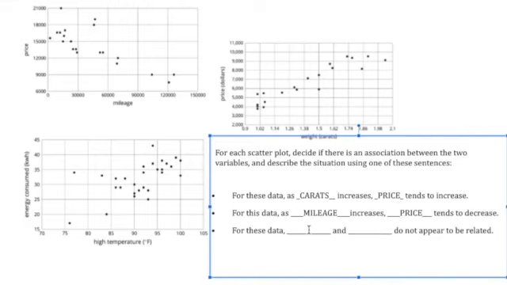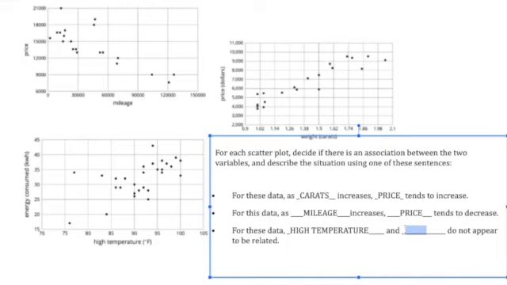And for the last one, do not appear to be related. So not a positive or negative trend line shows that they're not really related. So the high temperature of the day versus the energy consumed are not really related. That's just because, yeah, you might use more air conditioner on a hot day, but most people do not cook on a hot day. Or some people try to avoid cooking in their ovens on a hot day. So there's all sorts of different things at play.